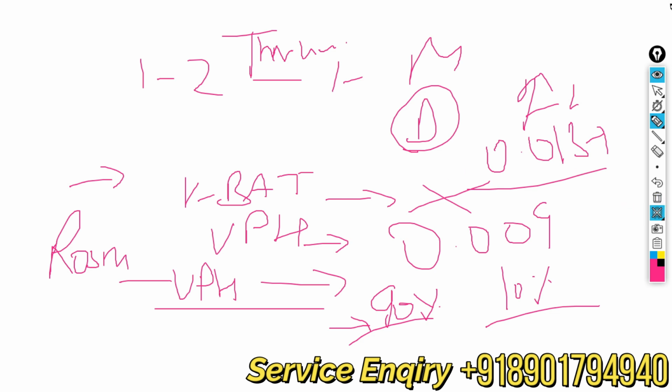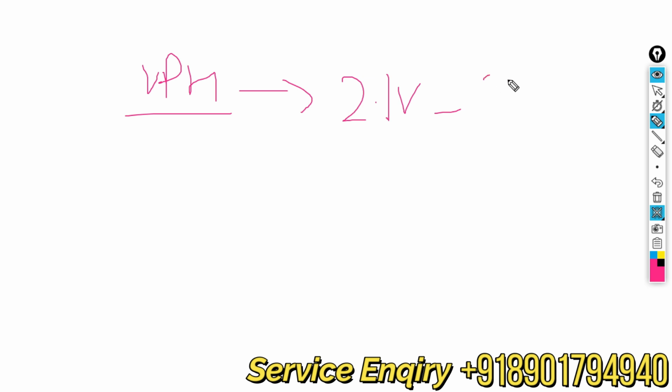Now some people say when we measure VPH after connecting the voltage, the VPH generates 2.1 voltage. So minimum volt, let's say 3 volt to 4 volt, but there is 2.1 volt. So VPH is generated by the PMIC, your charging IC, right? So that's why we work on the charging IC.